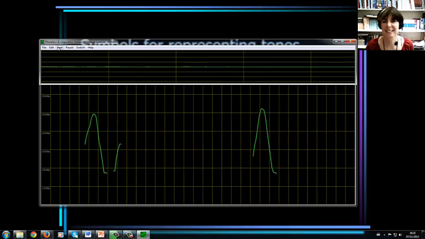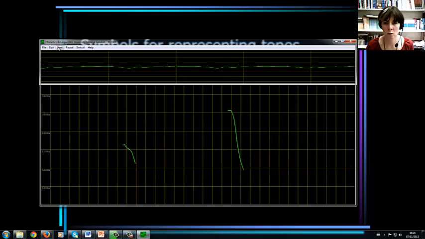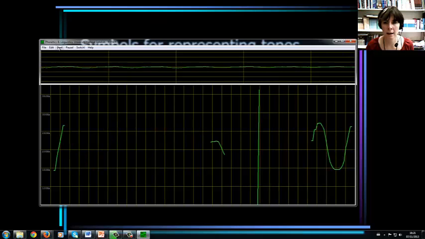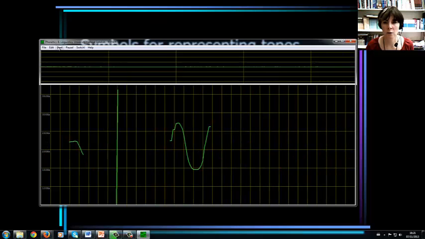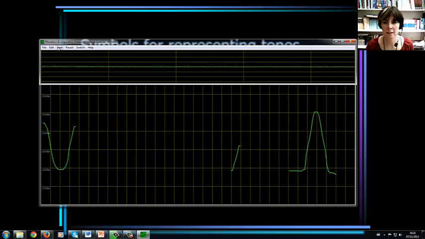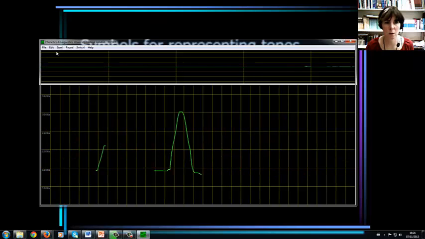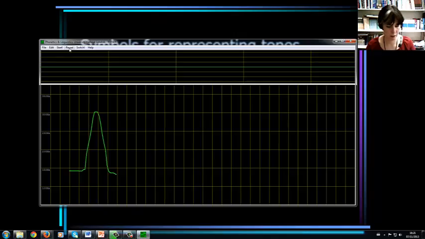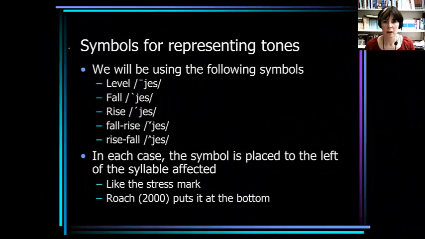Okay, so level tone, yes. Falling tone, yes. Rising tone, yes. It's not a very good one. Rising tone again, yes. Falling rising, yes. And rising falling, yes. And that is what they look like. Okay.